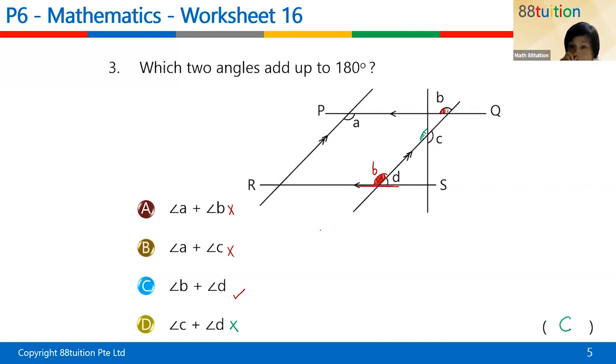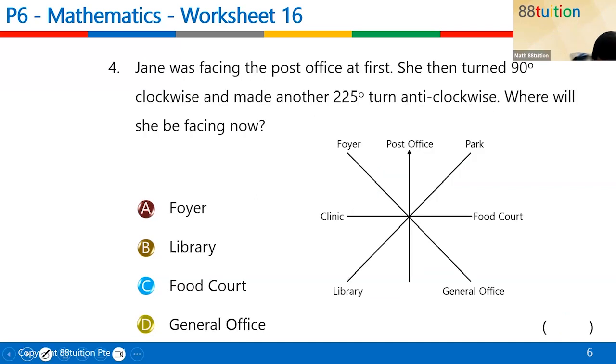Okay. Is there any other thing that you want to ask? Don't have. Okay, then let's go to question number 4. Jane was facing the post office at first. So she must be standing here. Okay, facing post office here.